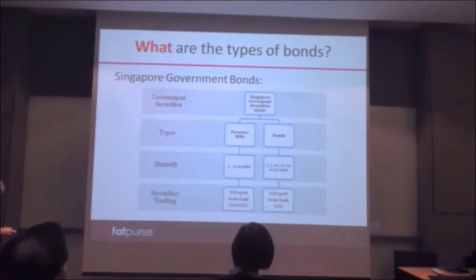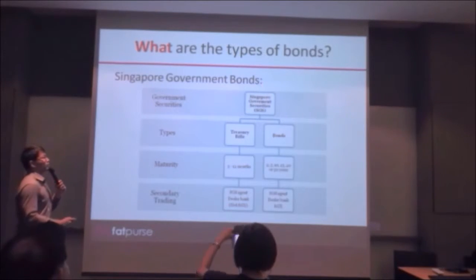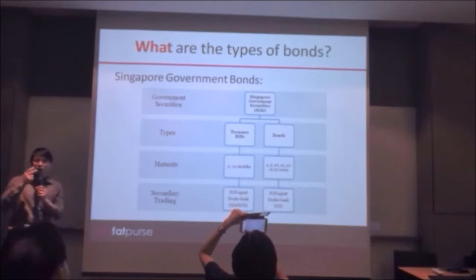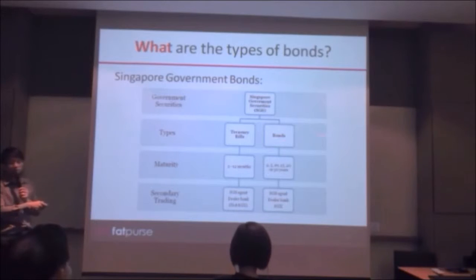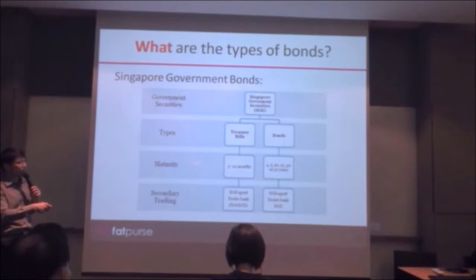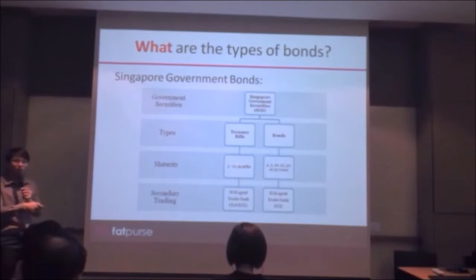First one is Singapore government bonds. There are 2 types of Singapore government bonds. One is called treasury bills, the other is called bonds. A treasury bill has a maturity date between 3 to 12 months. So if you invest in a Singapore government treasury bill, you expect to get back your money within 1 year.